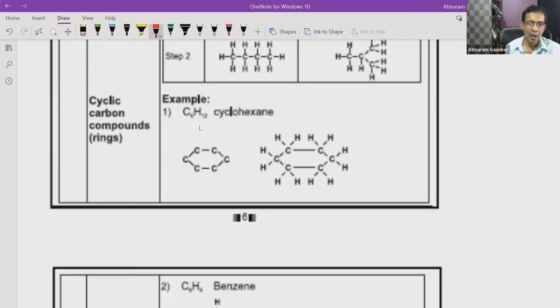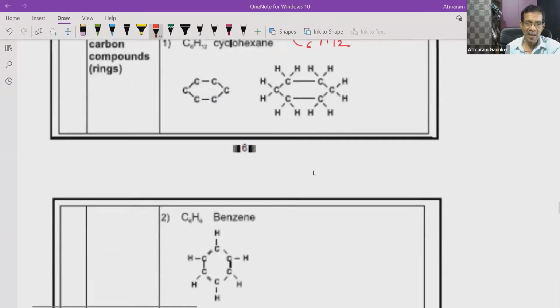For example, cyclohexane and cyclohexene are C6H12. So 6 to the 12. In cyclohexane, it's just single bonds. These are cyclic carbon compounds. It forms a ring of carbon, and then you attach 2 hydrogen to each one of them. You will get the cyclohexane structure. So this is cyclohexane.